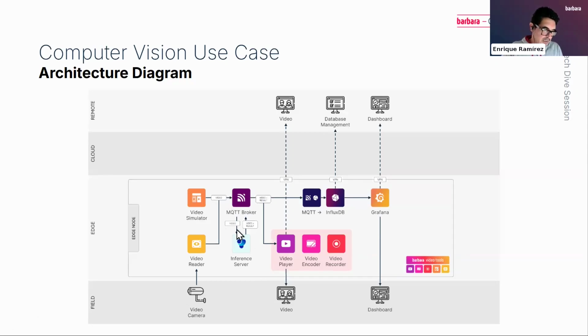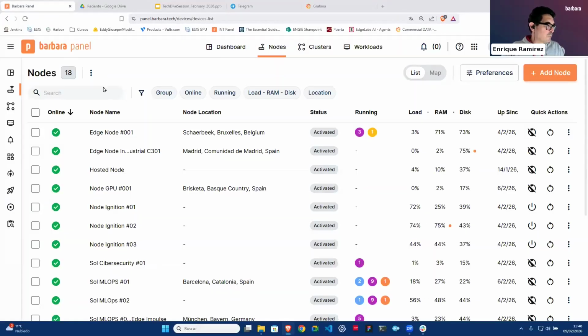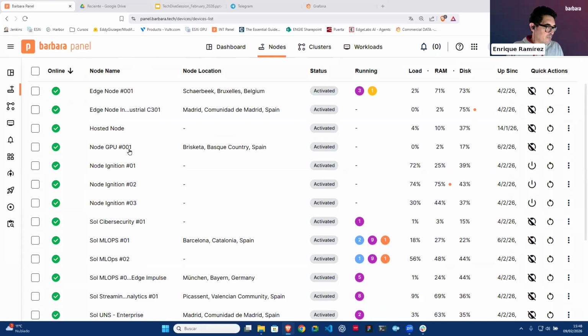So let's start with this architecture. Let's deploy the broker, let's deploy the reader, and then the player. Okay, let's do that so that way we can use the player to see the original video we are going to work with. Okay, so let's go back to the panel, and then let me show you.